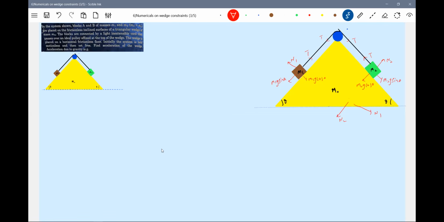Now, in what direction will the wedge accelerate? The wedge will in fact accelerate in this direction. Then in that frame, you have to bring in a pseudo force. Draw the arrow; that is M1 A, and the pseudo force here also M2 A. Then describe the motion of the block and wedge. But here the question asks for the acceleration of the wedge, no?